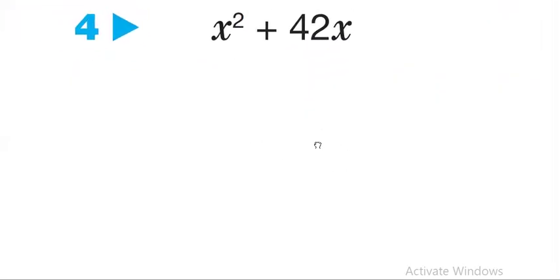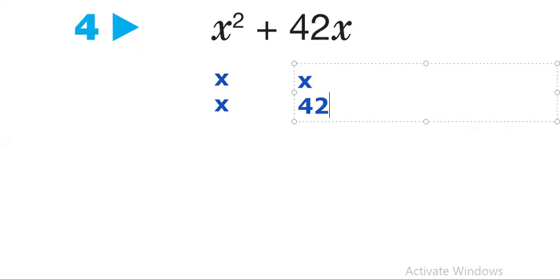Let's zoom in. In question 4, we have x squared plus 42x. First thing we do, we have to break down the elements. If we have numbers on both sides, we have to break them down to their prime factors. But if we don't have numbers here, and we have numbers here, we don't have to break down the numbers. First, x squared means what? Very good. It means x times x. And here we have 42x. It means x times 42, like this.